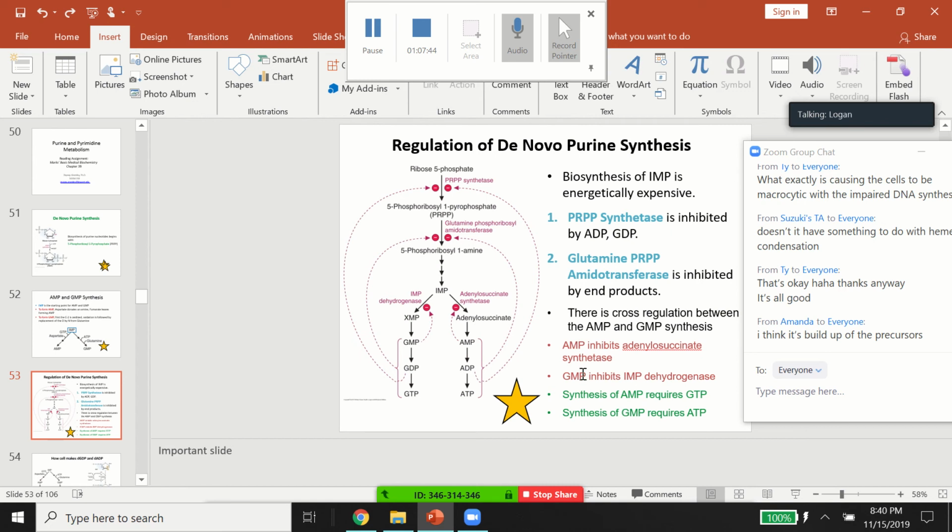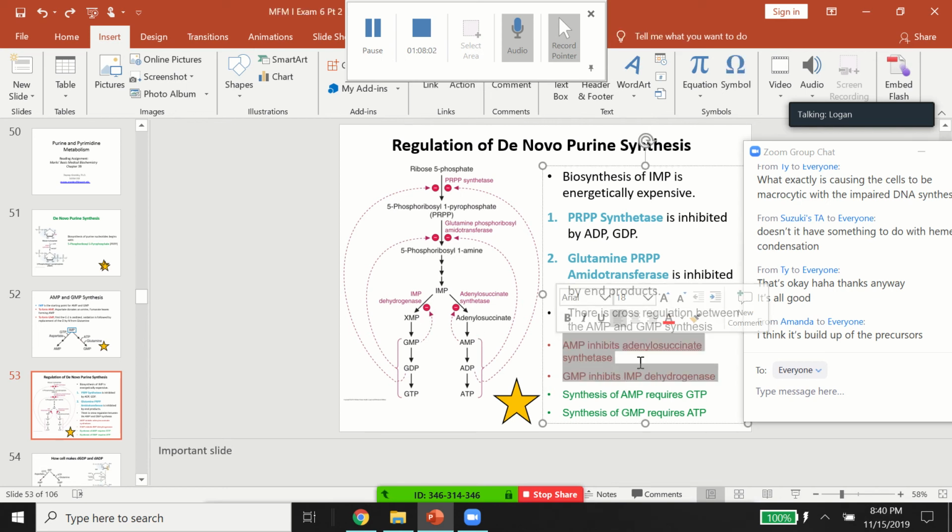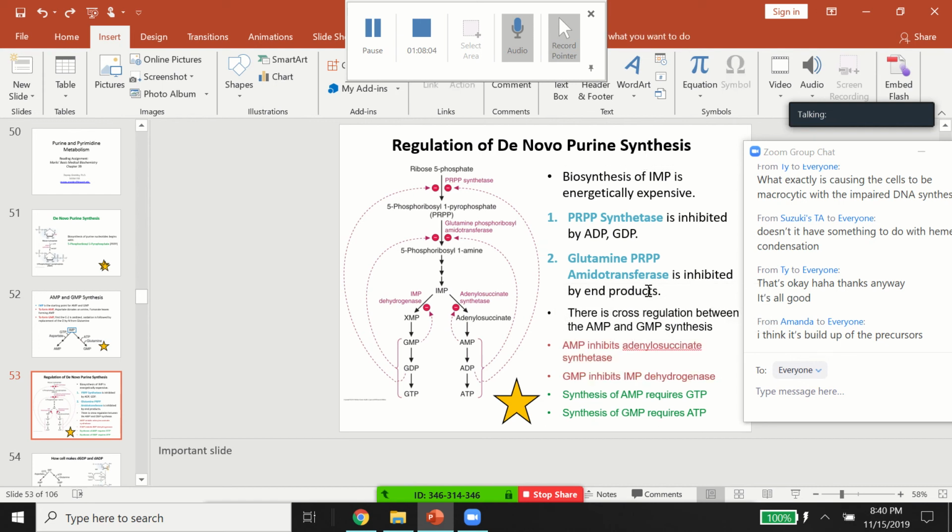All right. Also, another thing to keep in mind here: AMP inhibits adenylosuccinate synthetase, so that's specific for AMP to be formed, while GMP inhibits IMP dehydrogenase, so that one's specific for GMP to be formed. I would definitely know these two. These two are super important. These other ones, like I said, it's more so just to know that regulation can occur up here, and it's these end products that are doing it. But these two are specific to the enzymes responsible for their pathways.